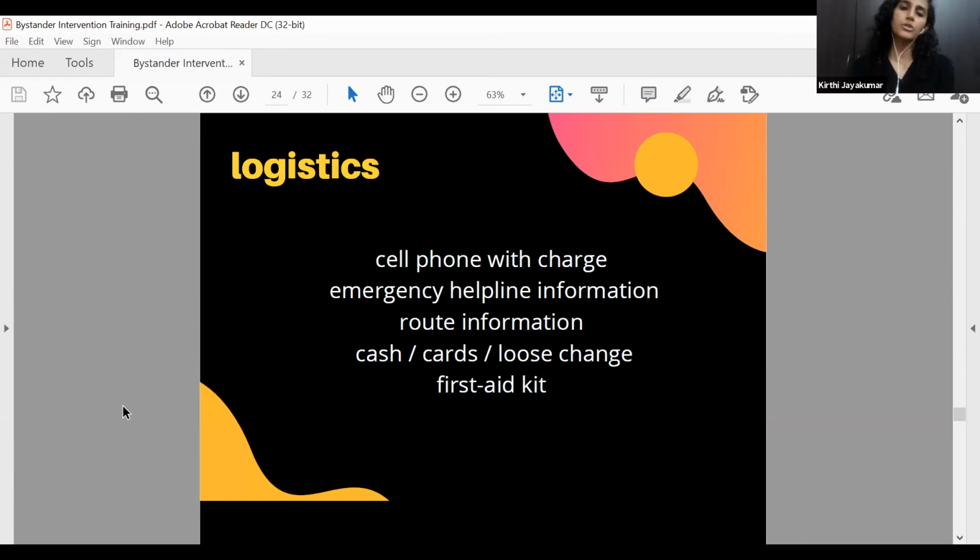And it's always helpful to carry a first aid kit so that you can make sure to provide that support, say if you were doing a delayed intervention with somebody who was injured. Carry cash, keep your cards, keep your loose change, but all within an accessible fashion so that if it ever comes to it, you do know where to find it immediately to be able to act.